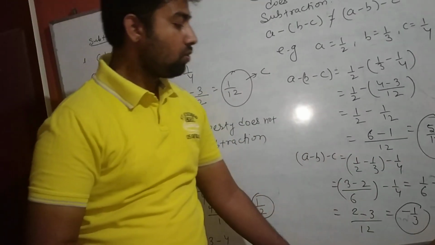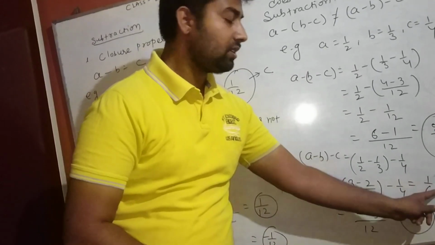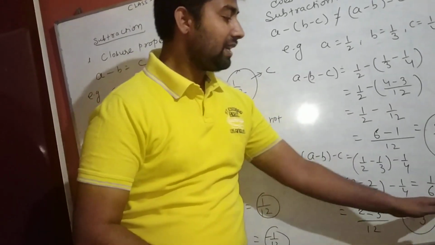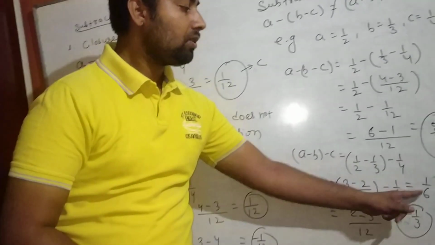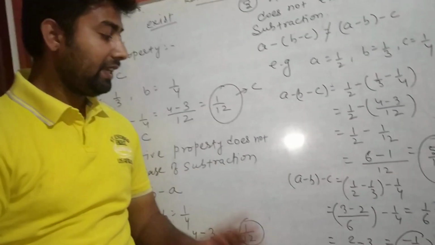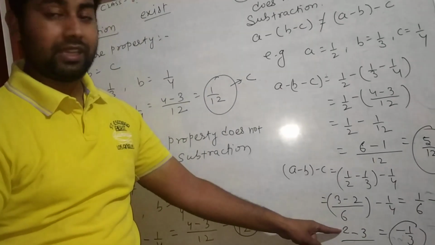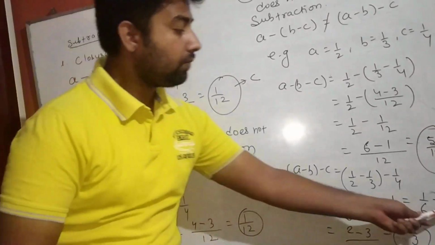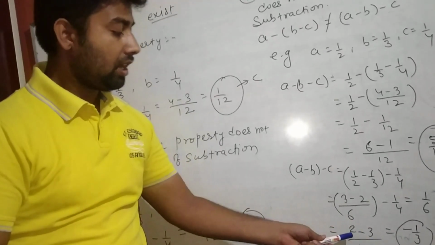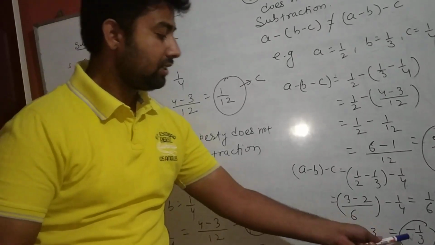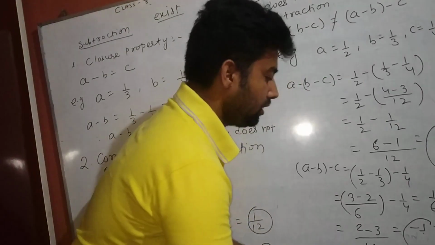Now 3 minus 2, what is it? 1 by 6 minus 1 by 4. Now what is the LCM of 6 and 4? That is 12. Now in the table of 6, 12 comes how many times? 2 times, that's why I have written 2. And in the table of 4, 12 comes 3 times, that's why I have written 3. Now 2 minus 3, that is minus 1 by 12.